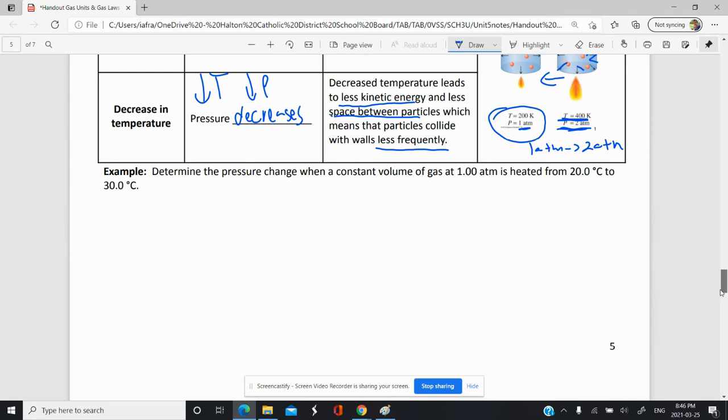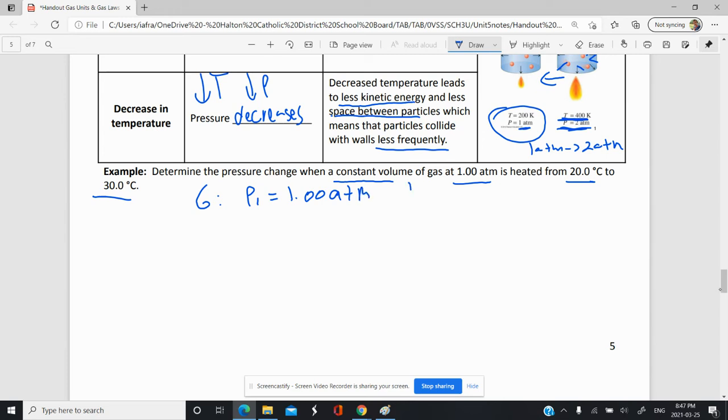So let's try to practice a problem together. We're going to determine the pressure change when a constant volume, so volume is constant here, of gas at 1 atm is heated from 20 degrees to 30 degrees Celsius. So first of all, let's write down some given information. We have a pressure 1 is equal to 1 atm.